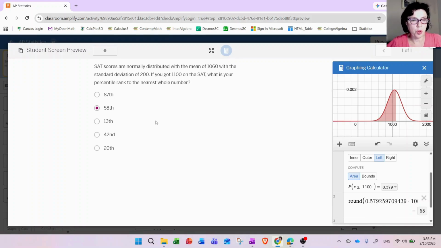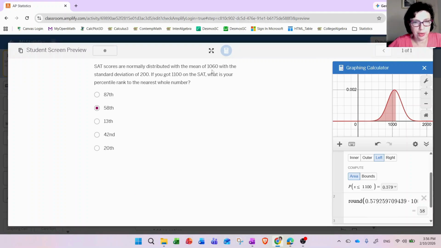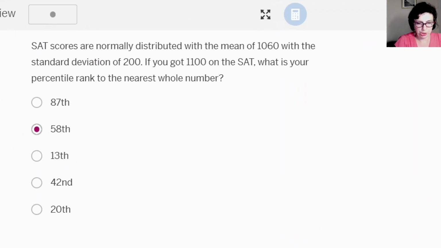Now, as promised, I'm also going to explain how we know that this is the right answer. Let's focus on the mean here, and the mean is 1060. This person got 1100. Because that person got a score that's higher than the mean, there is no way for this person to be in the 13th, or 42nd, or 20th percentile, because that's less than 50%. And now we're down between 87th or 58th.